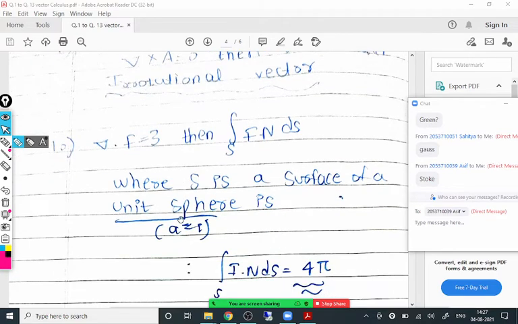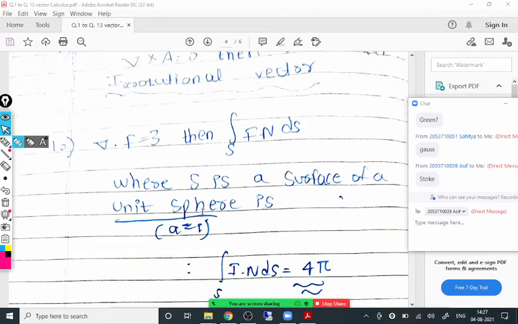So question number 10. Del dot F is given as 3. Find the surface integral of F dot n dS, where S is the surface of a unit sphere. Can you see a small difference? This is actually the same question. We are given S is the surface of a unit sphere.